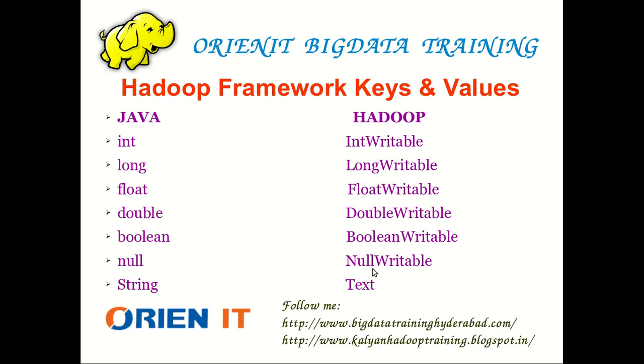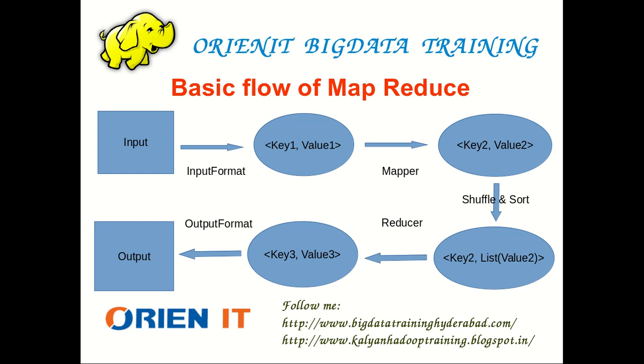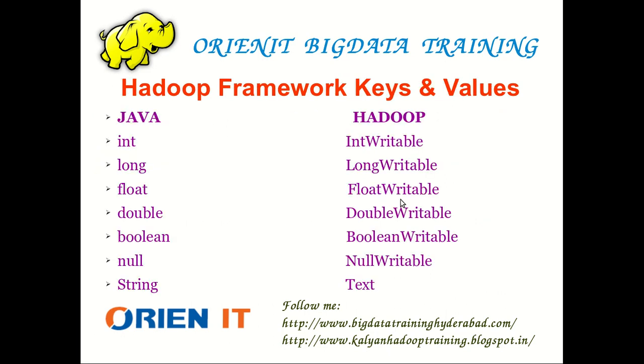Just go back one step. We need to make sure what my input file is, what my input format is, what my K1 V1 keys and values are, what my mapper is and what key and value the mapper is going to generate, what my shuffle and sort is, what my reducer is, what my K3 V3 data types are, and what my output format is. All these keys and values you have to make clear in this place.